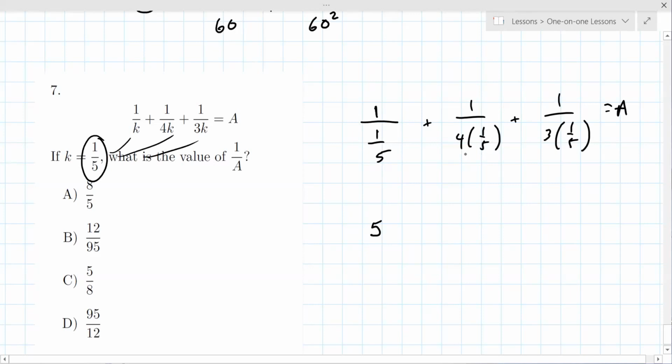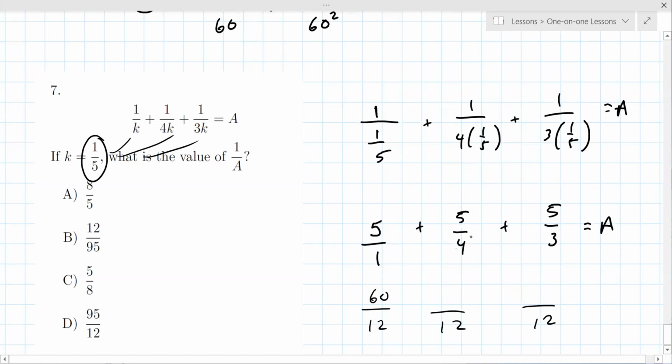So right here, this is 4/5, and 1 over 4/5 is 5/4. And then this is 3/5, and 1 over 3/5 is 5/3. So how do you add three fractions with unlike denominators? You make a common denominator. Here this is 60 because you're multiplying top and bottom by 12. Here it's 15, and then here it's 20.